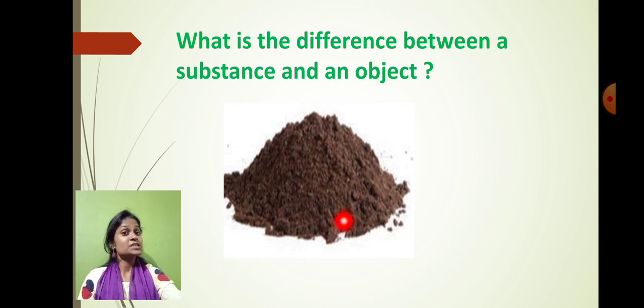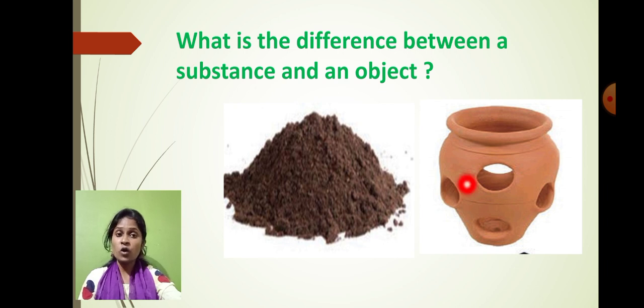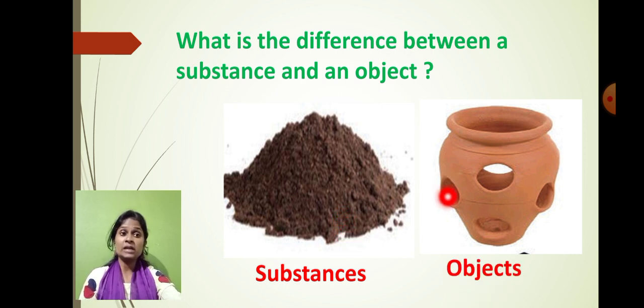Tell me. Soil is made up of many small particles. So as soil is made up of many small particles, it will come under which category? Substance category. And what about the earthen pot? This earthen pot is made up of soil. So this earthen pot will come under which category? It will come under the object category. So can I say that soil will come under the substance category and the earthen pot will come under the object category? Are you getting my point?